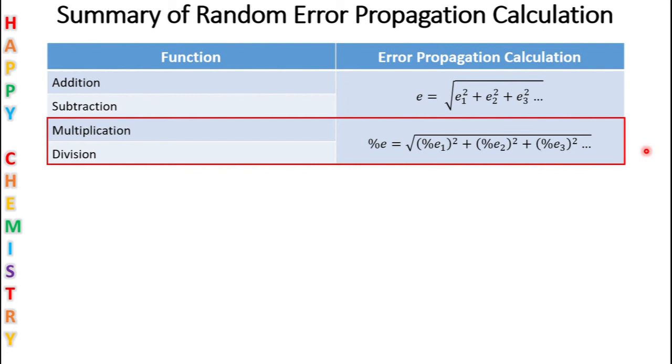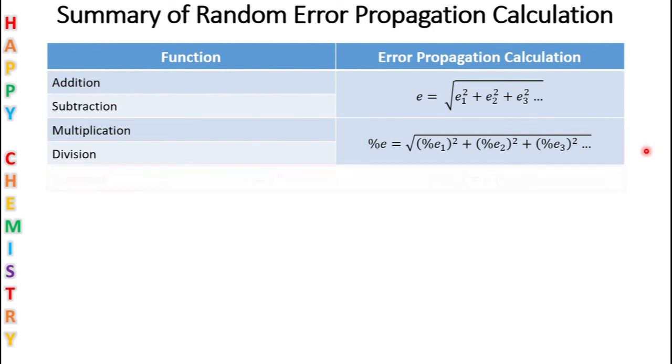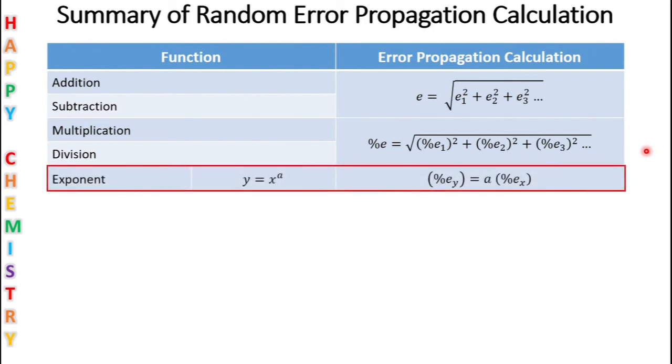Next, error propagation in exponents. Here, the resultant percentage uncertainty is calculated. This is done by multiplying the percentage uncertainty of the base by the exponent. The calculated resultant percentage uncertainty can then be converted to resultant absolute uncertainty.